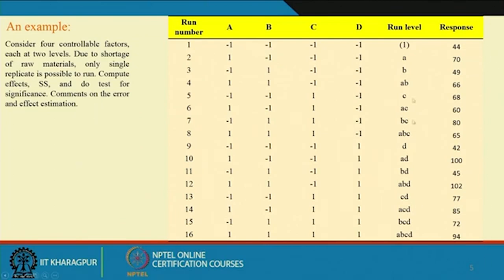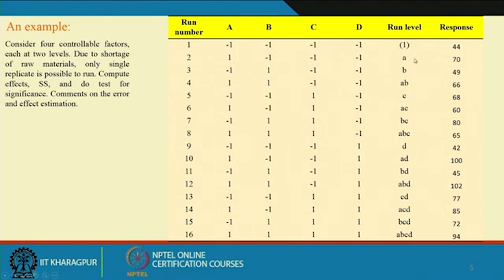Let the data be like this. This example is available in the Montgomery book. So far, I am assuming that you know why this is (1), this is A, this is B, this is AB. If you scan through each of the rows for the factors, if you find a row which contains all minus 1, that is (1).